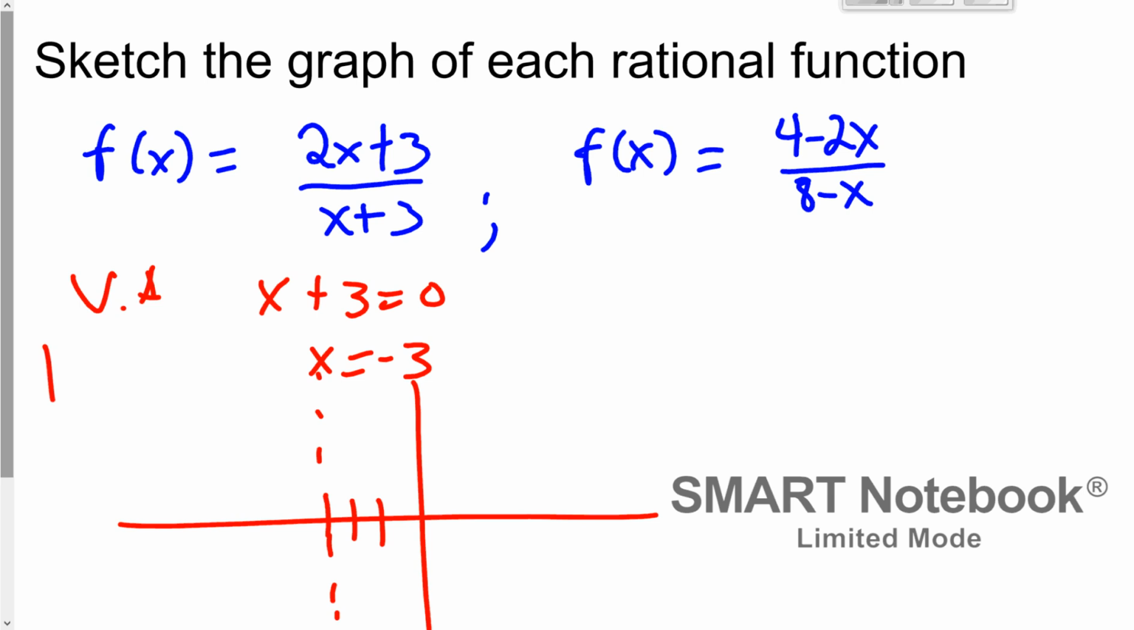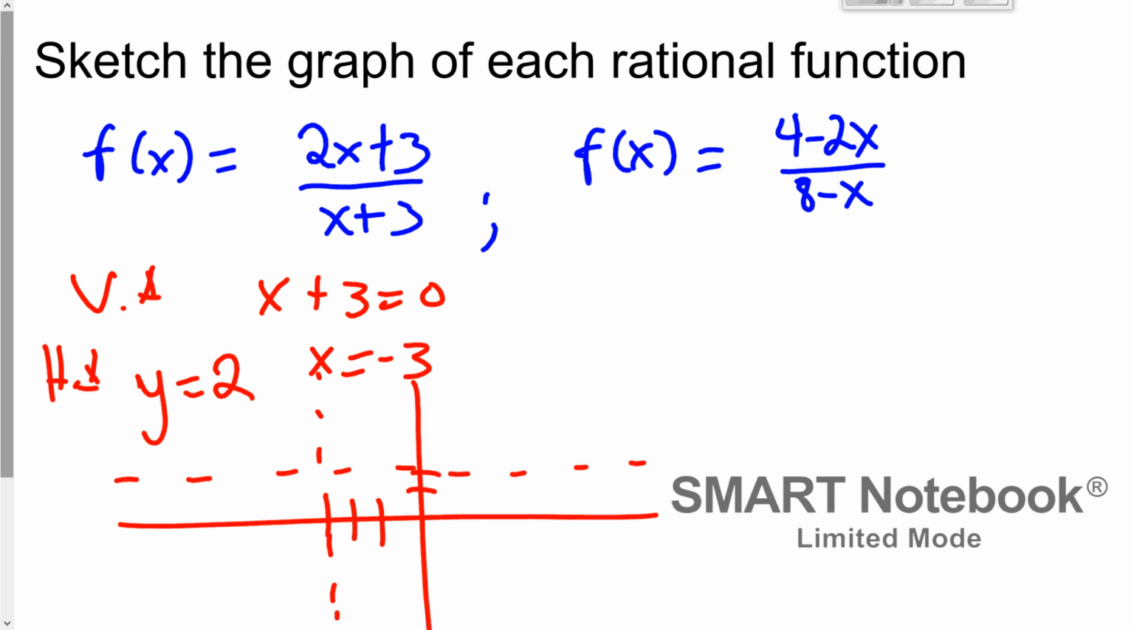Then we have our horizontal asymptote. The degree of the numerator is the same as the denominator, so it's going to be y equals the lead coefficient over the lead coefficient. That's 2 over 1, which is 2. So up at 2, I have my horizontal asymptote at y equals 2.